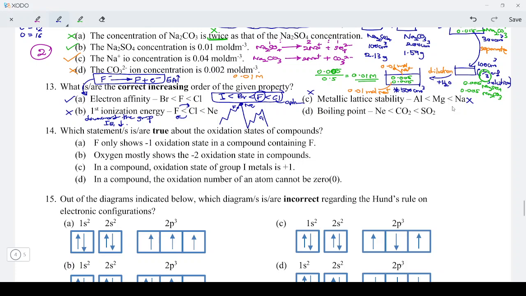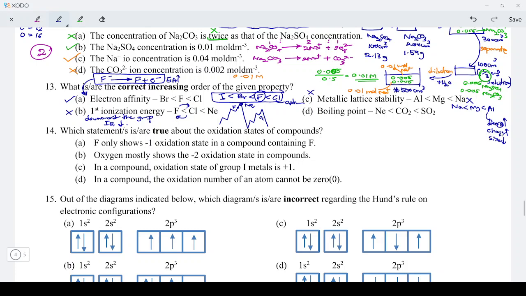So let's write the proper order: sodium, magnesium and aluminium, because you can see the number of free electrons is high, their cation charge is also high, and the size of the cation is low. These three factors are favorable to make a good metallic bond. So if the metallic bond is better, the metallic lattice, that means the solid, will be stable.